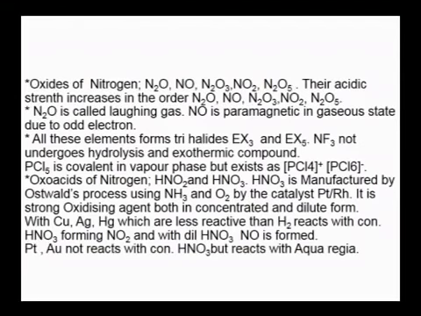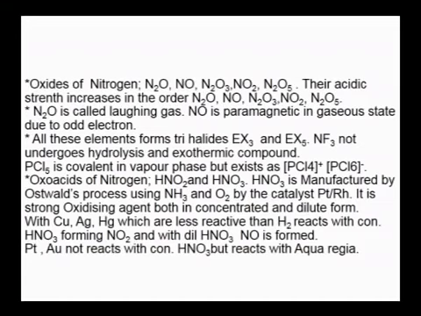The next one is nitric oxide. So, it is an odd electron oxide. The next ones are N2O3, dinitrogen trioxide, nitrogen dioxide, dinitrogen pentoxide. Their acidic strength increases in the order N2O, NO, N2O3, NO2, N2O5. This is because the oxidation state of the nitrogen atom increases from N2O to N2O5. Hence, their acidic strength also increases.